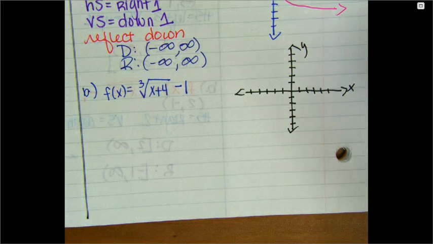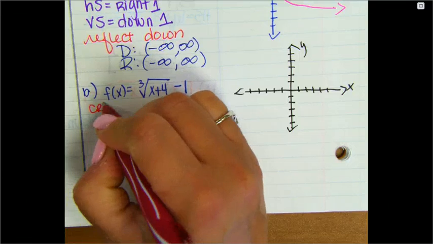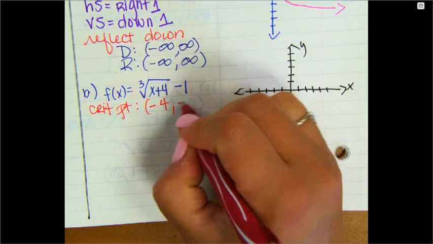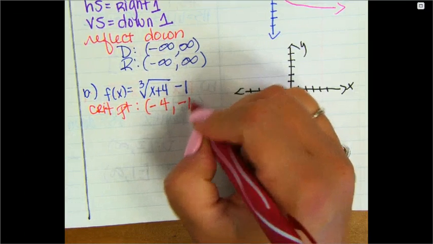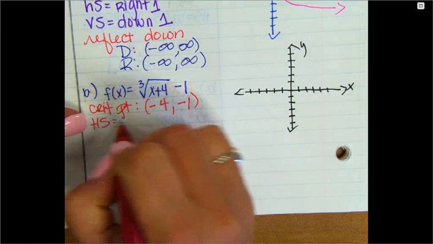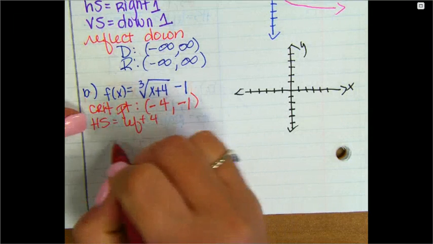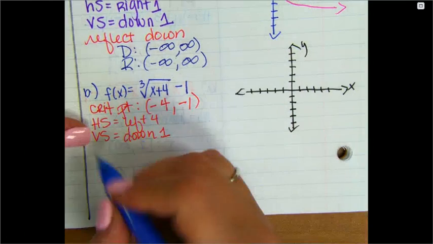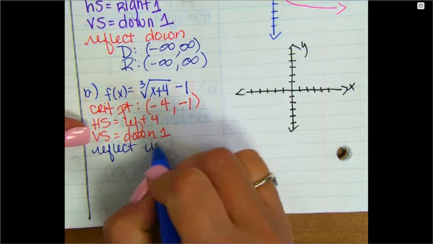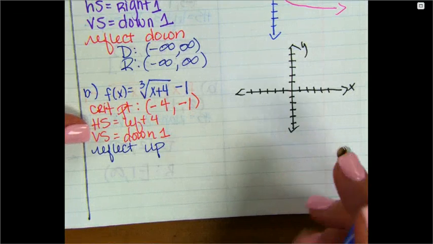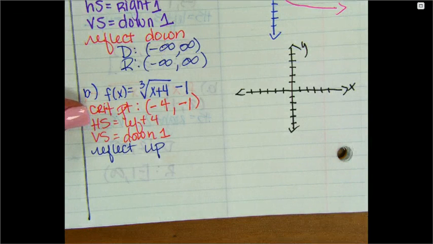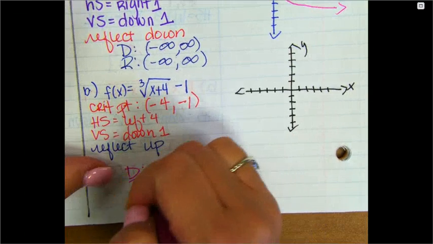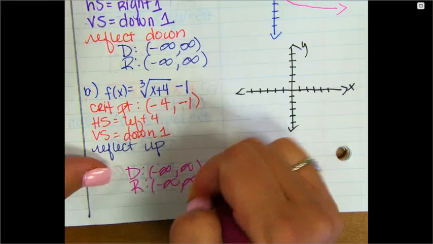All right. Critical point. Negative 4, comma, positive 1 or negative 1? Negative 1. Horizontal shift. Left 4. Vertical shift. Down 1. Reflect up or reflect down? Why? Positive a, good. Domain and range, same? Negative infinity to positive infinity, good.